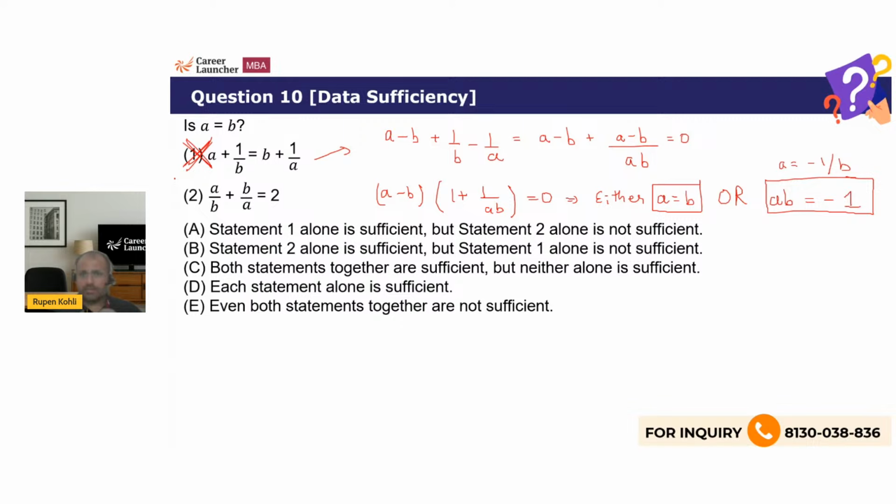Let's see what happens. The second statement gives us, if we again take the LCM, A square plus B square upon AB is 2. Or can I say A square plus B square equals 2AB? Or this is nothing but A square plus B square minus 2AB, which is (A minus B) the whole square, is 0, which simply means that A minus B is 0, so A must be equal to B. This is clearly telling us the exact thing that we need. Second statement is sufficient. Answer is choice B.